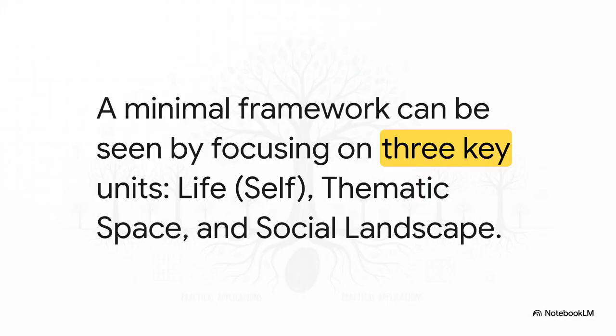Okay, so looking at all 12 can feel a bit overwhelming, but you don't need to tackle the whole tree at once. To really get a feel for how powerful this is, you can just zoom in on 3 key units. Think of life self as our inner world. Then there's the thematic space, which is kind of like our mental playground for exploring ideas. And finally, social landscape, which is all about how we move and interact in the world. Just those 3 together give you an incredible framework for understanding your own place in the world.